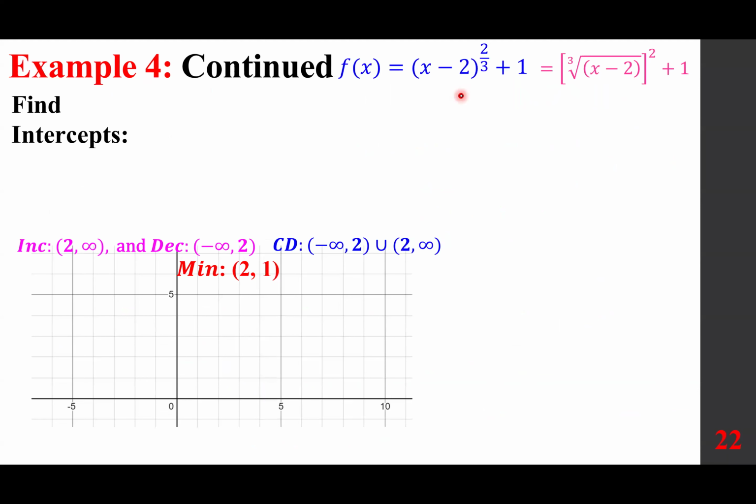Now, this is the function, and we want to graph it. We have everything except we didn't do the intercepts. Let's do the intercepts. So if I plug in x equals 0, I get minus 2 to the power of 2/3, or you can put here minus 2 squared is 4, cube root of 4, plus 1. Now, cube root of 4 plus 1 is roughly 2.5874 or 2.6. This is for the sake of graph, okay? This is exact. There is no x-intercept.